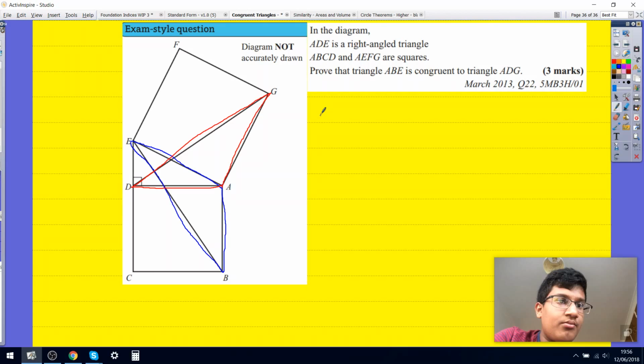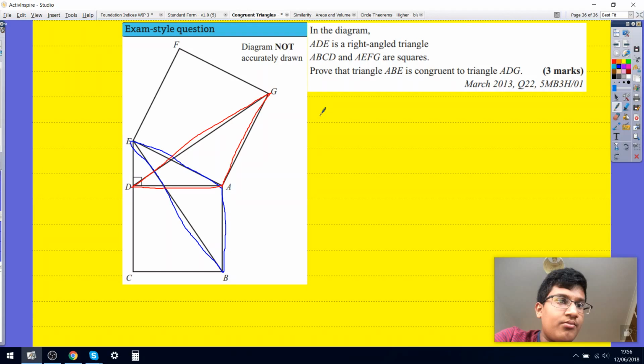AD equals AB, and you can say that's because they're on a square. All sides in a square are equal. So that's one side proven, and then you need those other two.